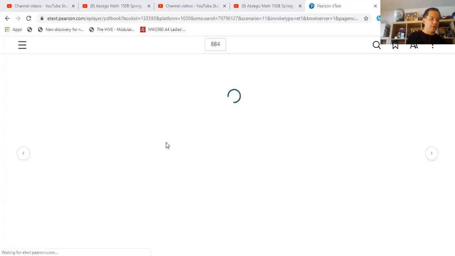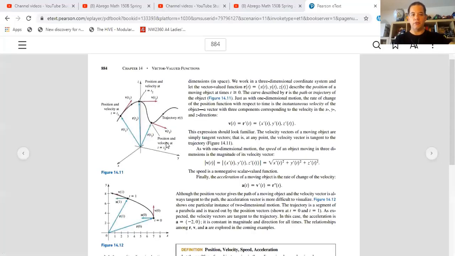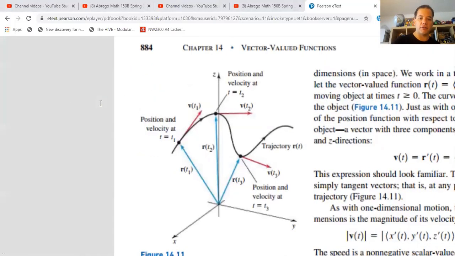So this 14.3 is about motion in space, and the idea is, okay, so let's take a look at the book. Hold on just a sec. All right, so the idea is that this vector parametric equation allows us to describe motion, specifically either in two-dimensional space or in three-dimensional space.